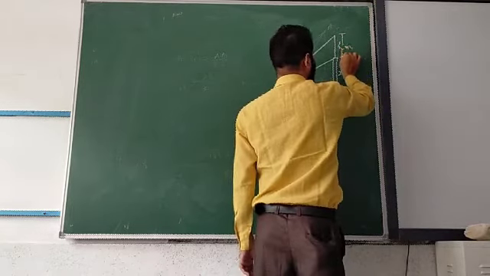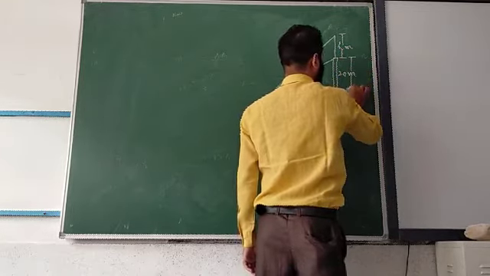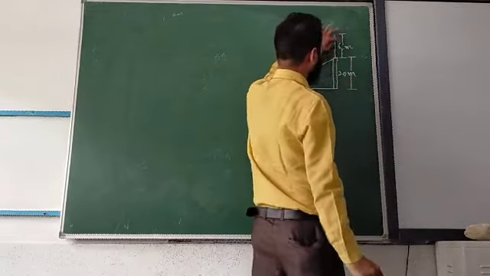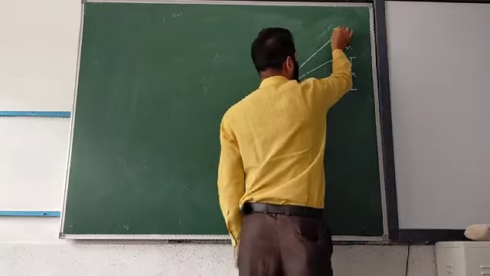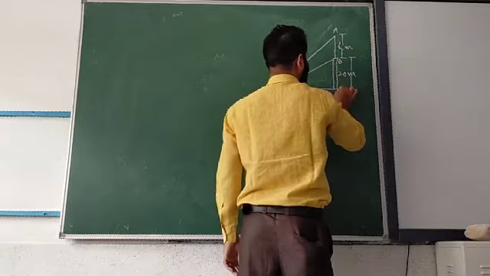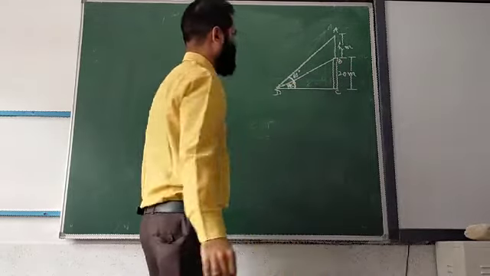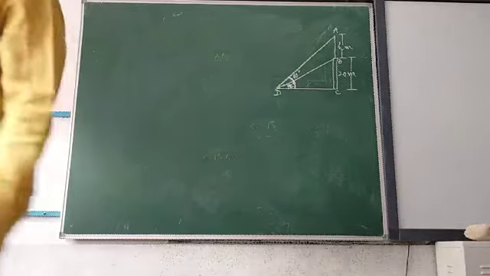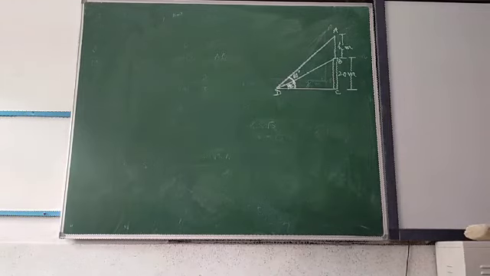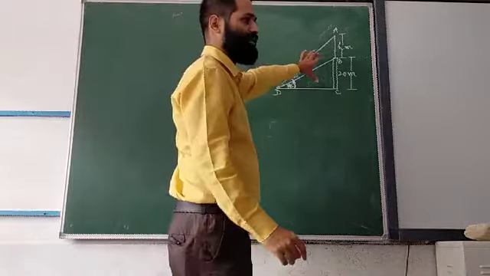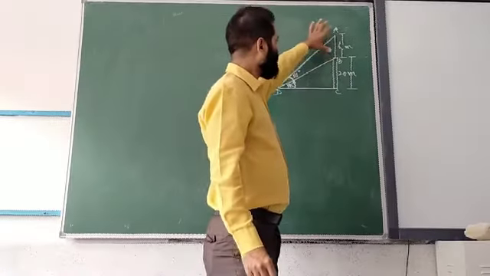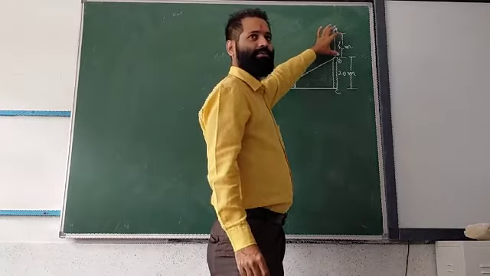So we'll mark it this way so that it will be easy for everyone to understand. That means from here till here this is h, and from here till here it is 20. So let this be A, this is B, this is C, this is D. What do you need to find? Height of the tower. That means you need to find only h. BC is the building and this is the tower.